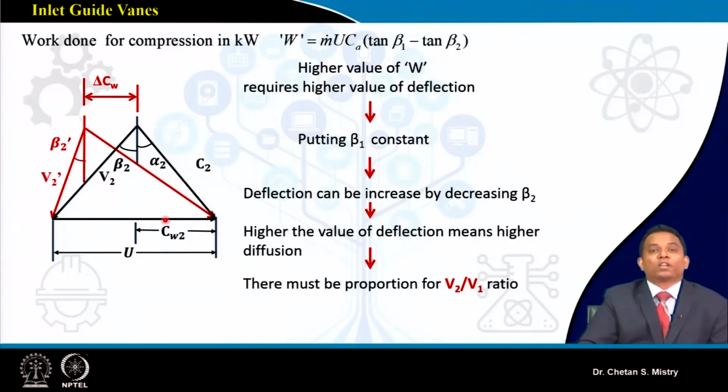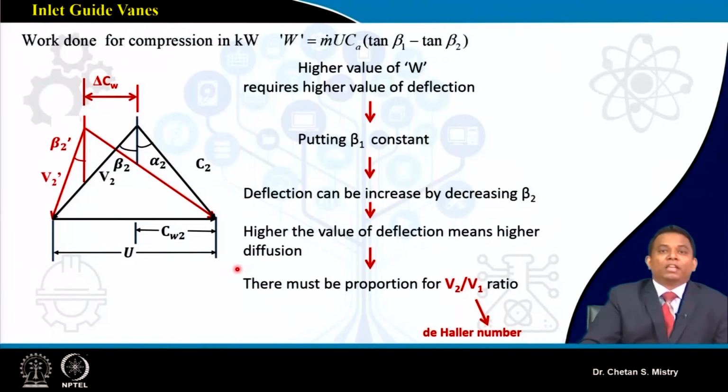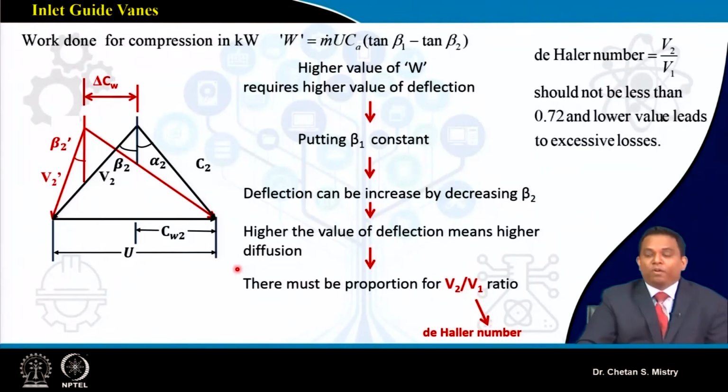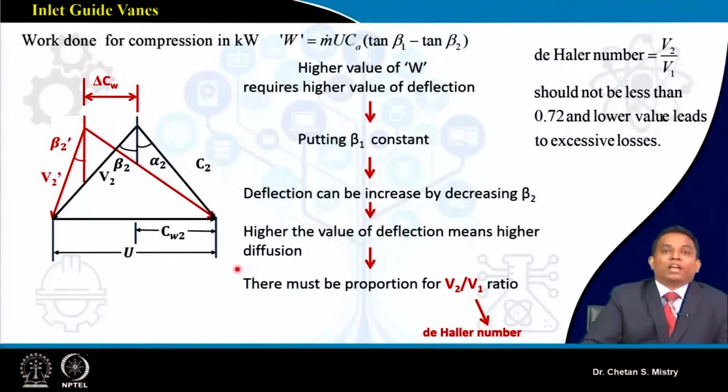Now there is a proportion for having this reduction in relative velocity at the exit of the rotor. There must be some proportion of your ratio V2 by V1, and that number is defined as de Haller's number. He was a British scientist who was talking about the proportion for the relative velocity. We have discussed that diffusion factor is one of the parameters to calculate how the diffusion is happening in your compressor.